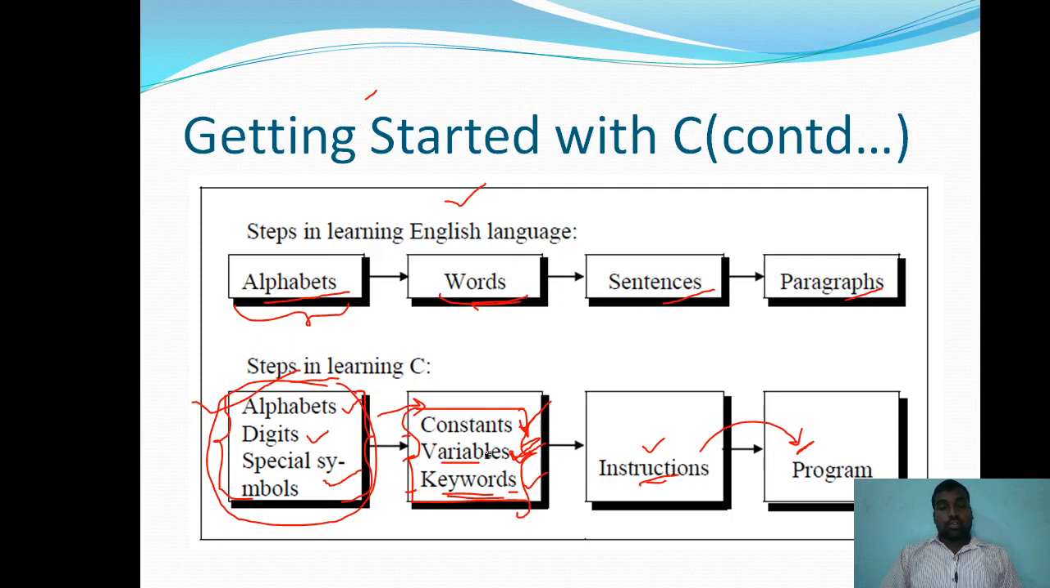Now we have a little bit of an idea about what a constant is, what a variable is, and what keywords are. Are you getting the point? Once again I am repeating the definition. Constants are nothing but entities that cannot be changed during the entire program.